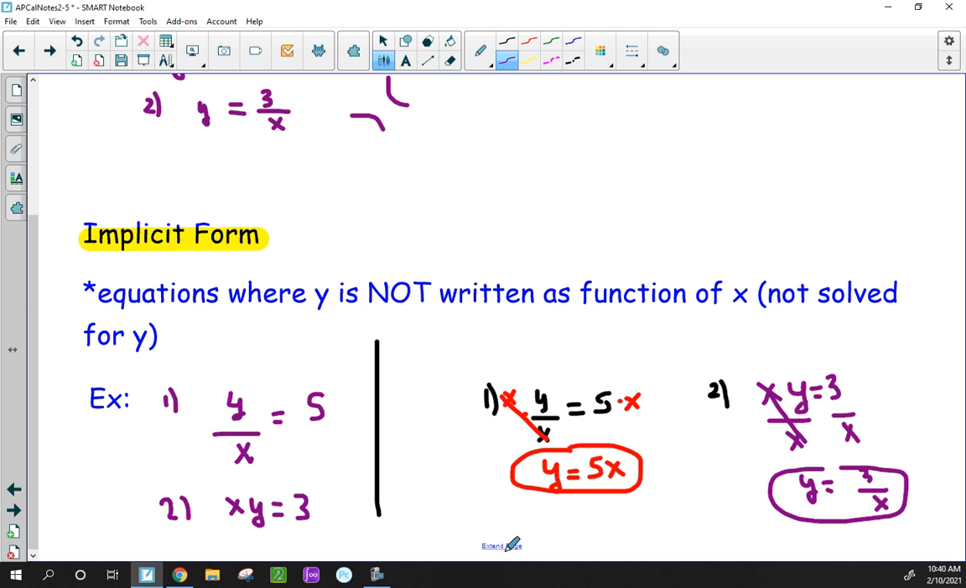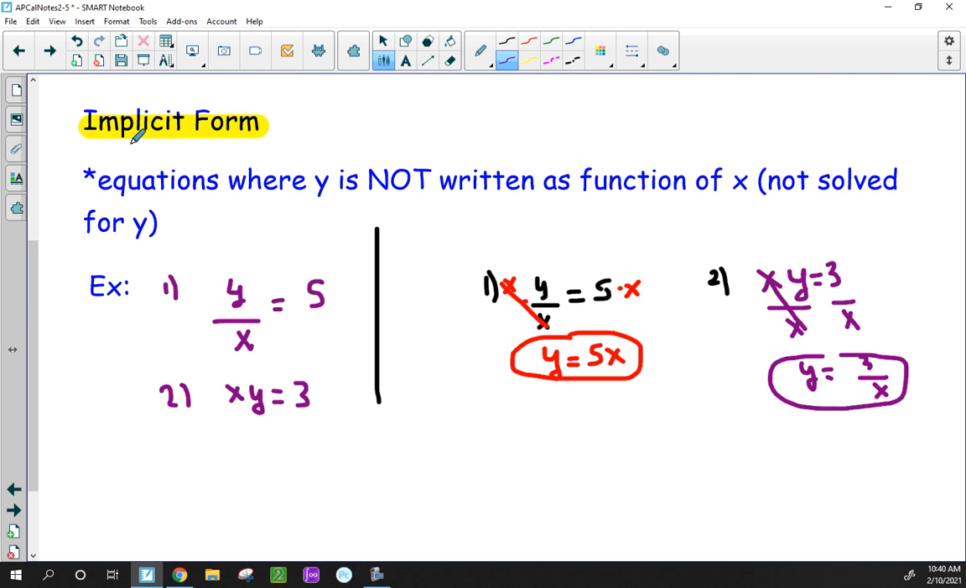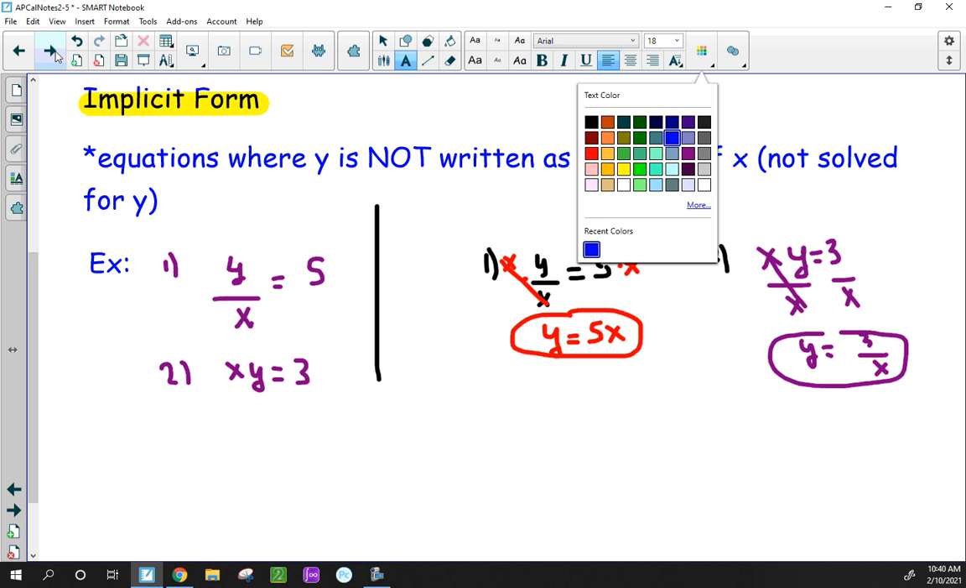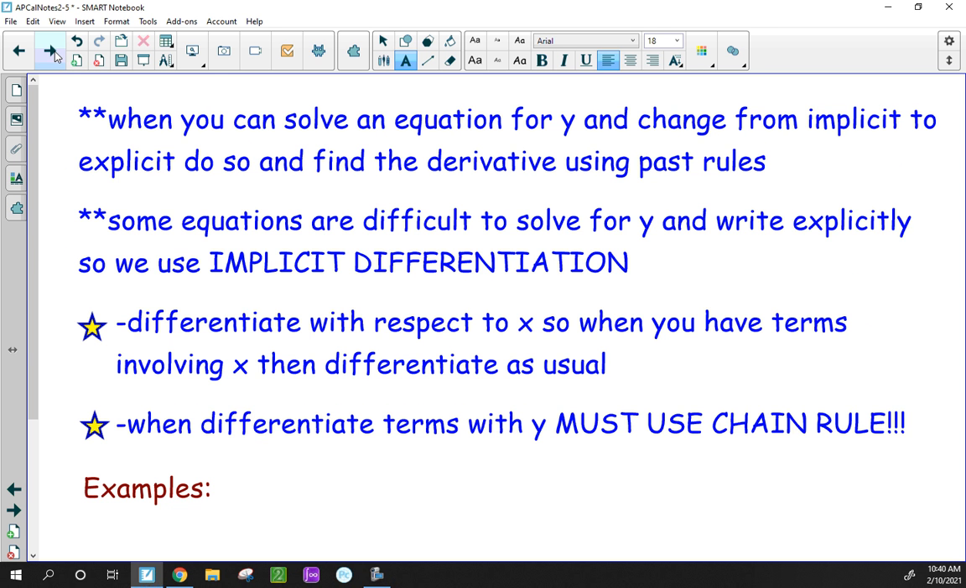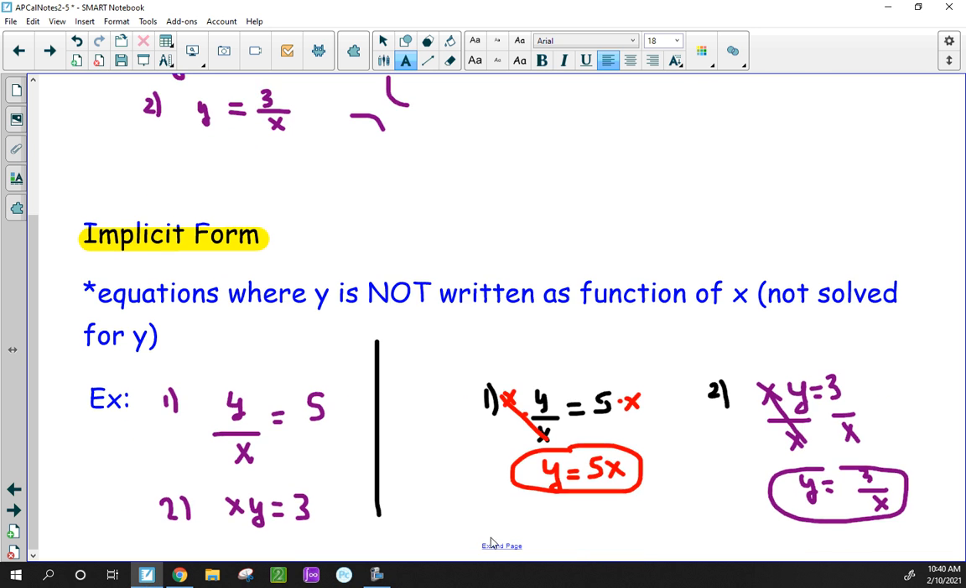However, there are some functions that can only be written in implicit form, and when we have questions like that, that's why we need to know how to do implicit differentiation. So let me give you a quick sample of one where some functions can only be written in implicit form. Let me write that out.